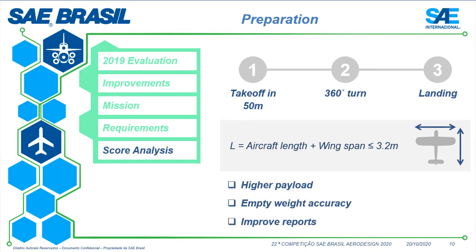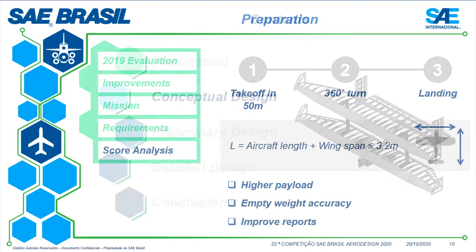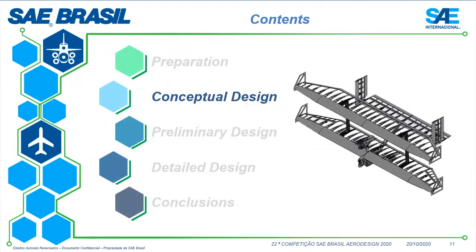A score analysis concluded that the main goals for the design are to have a higher payload to increase the flight score, have an empty weight equal to the reported one to increase the accuracy score, and improve the report score. Moving on to the conceptual design.